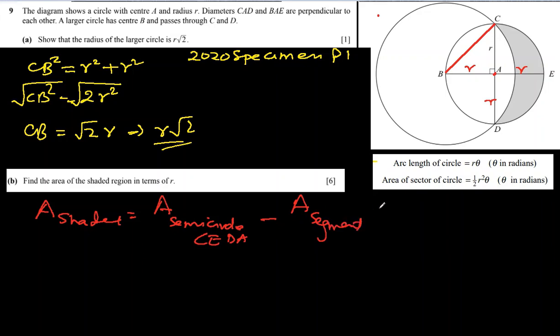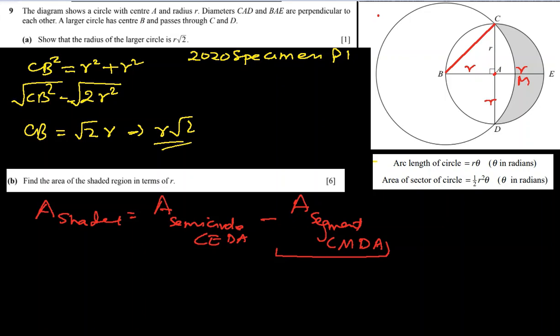Okay? And let me write that first. Area of the shaded part equal to the area of the semicircle, which is CEDA, minus area of the minor segment, and let's call it M here, CMDA, right? And this segment is the challenge. We'll try to find it out now.